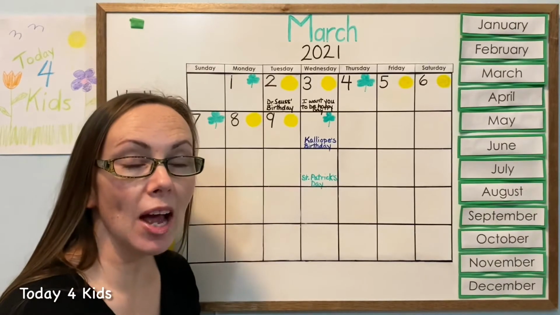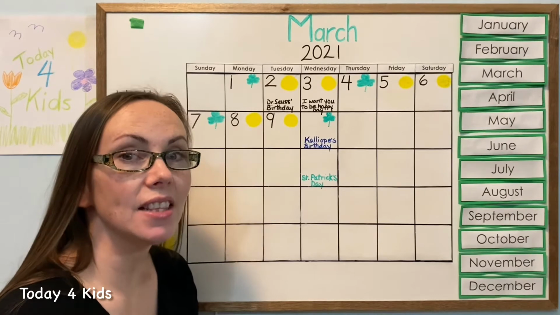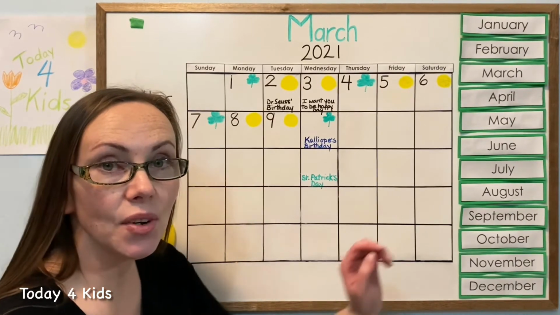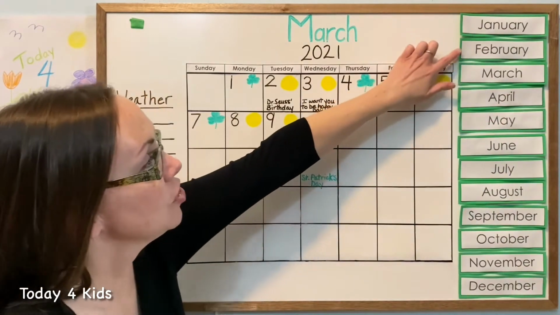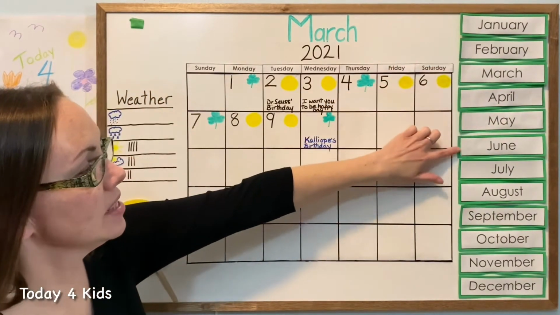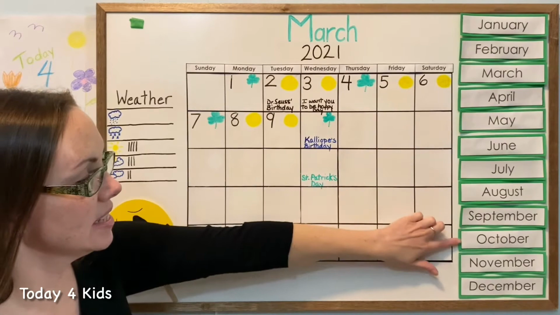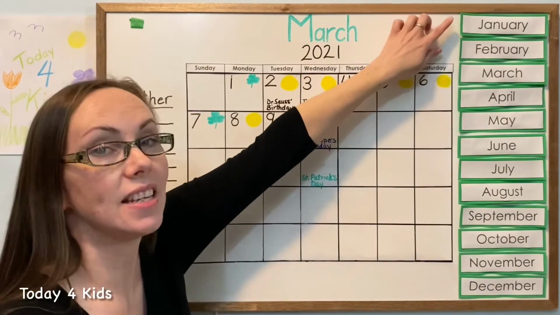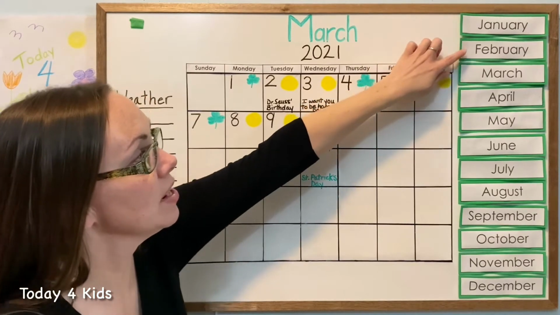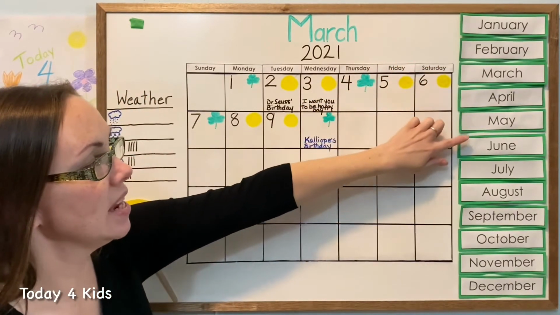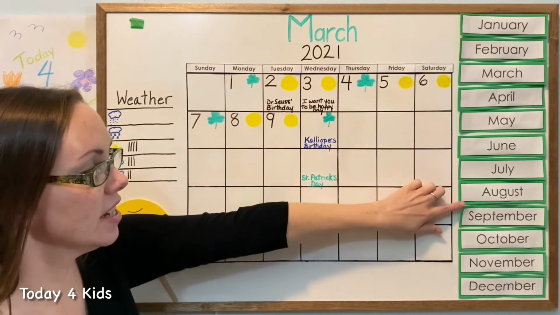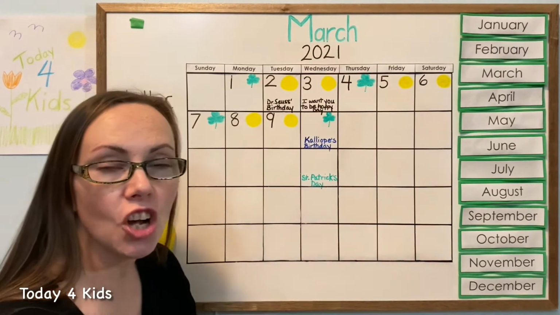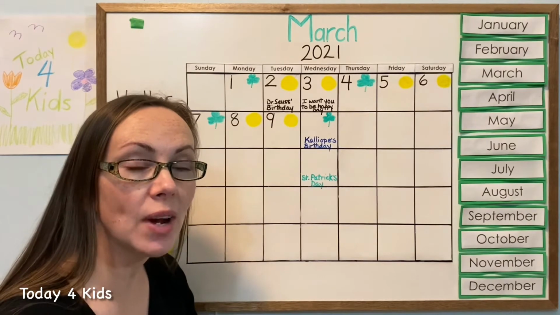And do you remember how many months of the year there are? Let's count them up and say their names together and see if our guess is correct. Are you ready? 1, 2, 3, 4, 5, 6, 7, 8, 9, 10, 11, 12. 12 months in the year. Let's say the names together. January, February, March, April, May, June, July, August, September, October, November, December. Good job.